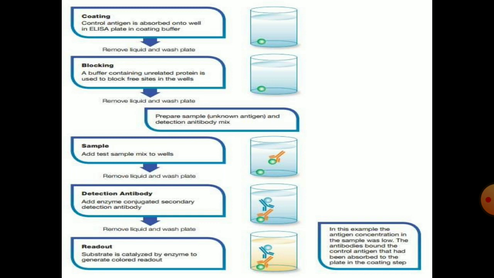Then prepare the sample, that is unknown antigen and detection antibody mix. Add the test sample mix to all the wells. Again remove the liquid and wash the plate. Then detection antibody. Add enzyme conjugated secondary detection antibodies. Again remove the liquid and wash the plate. And then readout. Substrate is catalyzed by enzyme to generate a colored readout. In this example, the antigen concentration in the sample was low. The antibodies bound the control antigen that had been absorbed to the plate in the coating step.